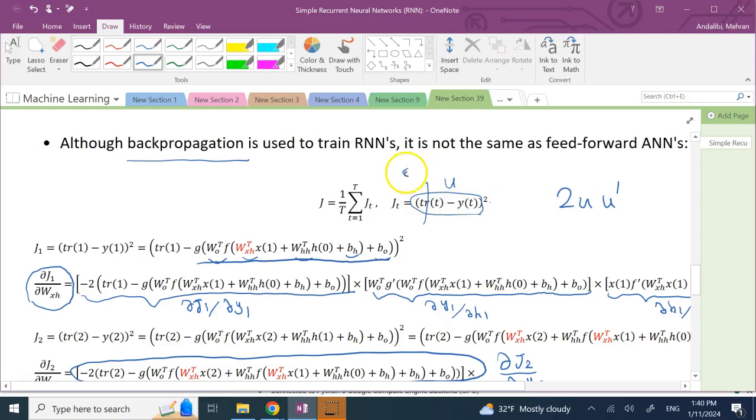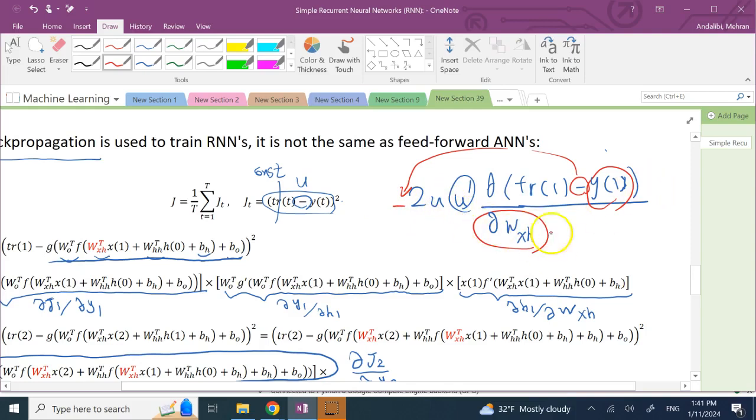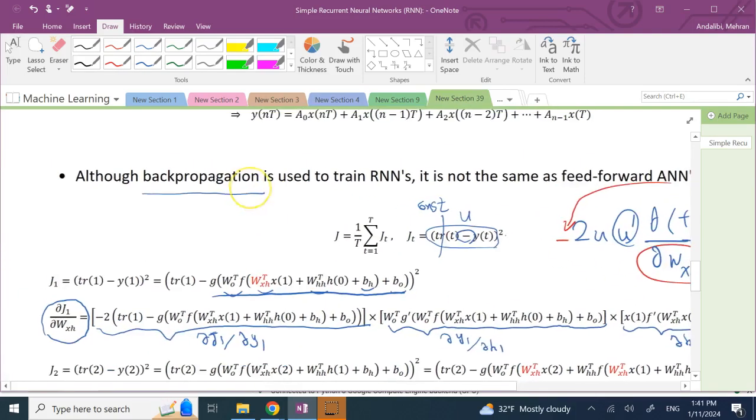This target is a constant value. It has no derivative with respect to w, so it's the derivative of y. So this is the derivative of the target 1 minus y1, this whole thing with respect to WXH, because that is u. So the negative 1 will come out, and then it's going to be the derivative of y with respect to w. So the first thing we have is negative 2 times u times this partial derivative, and that's what you can see here.